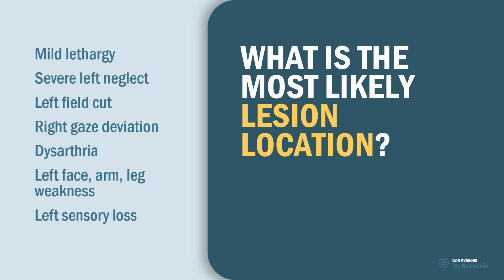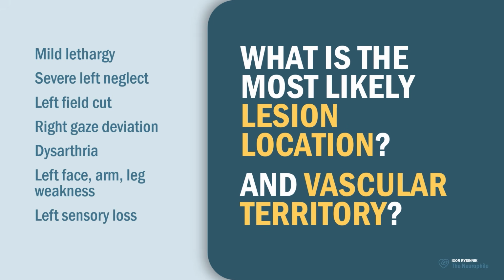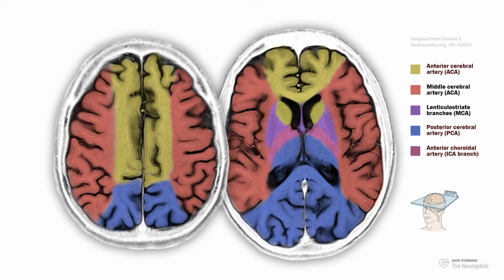Right. Frontal, temporal, and parietal lobes are involved here. And the vascular territory? Correct. Right middle cerebral artery. Here's an illustration of vascular territories overlaid on the axial cuts of MRI.